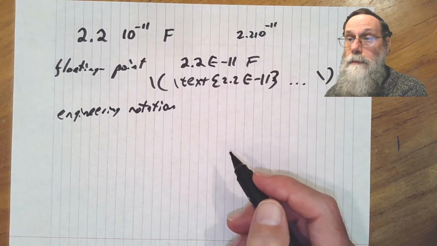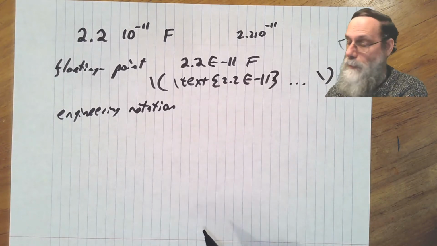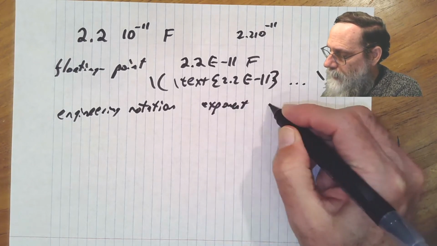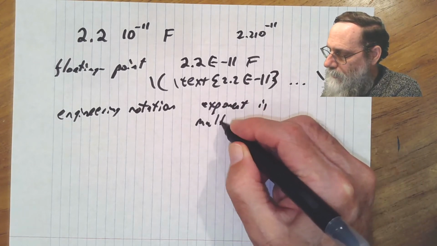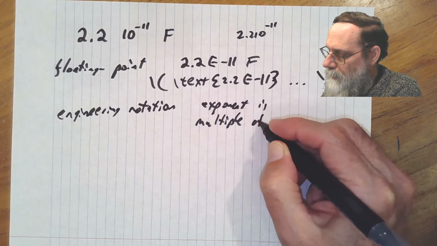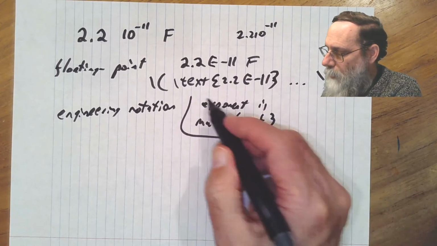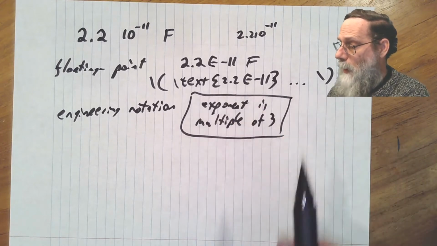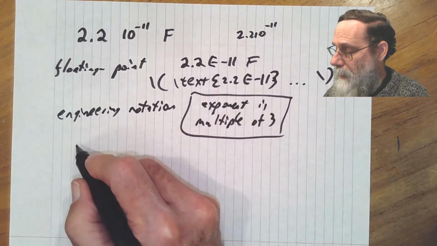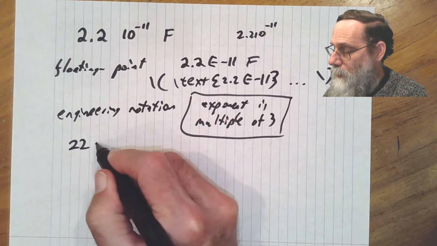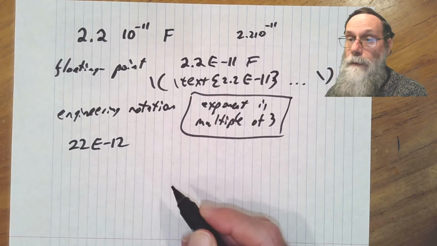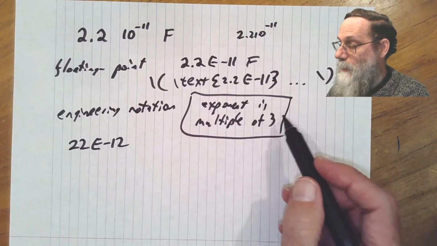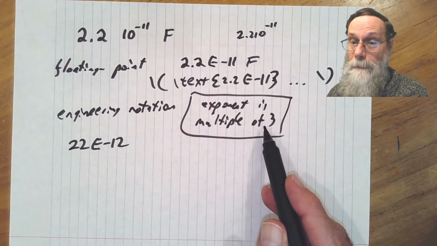which is a special version of scientific notation in which the exponent is a multiple of 3. So basically we're only using powers of 1,000. And so we would write this one as something like 22 E minus 12.